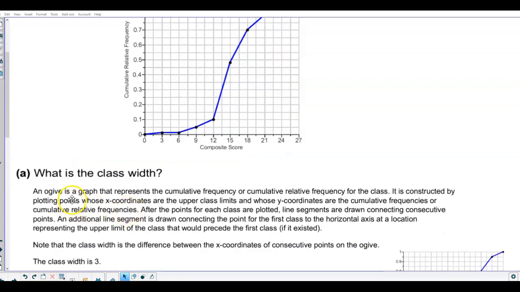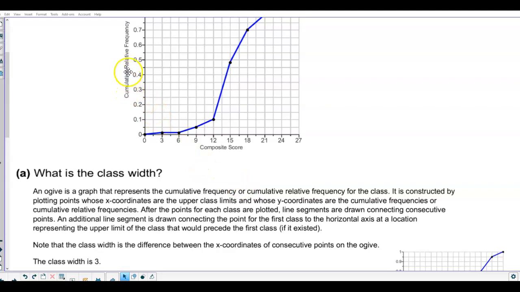Now again, an ogive is a graph that represents the cumulative frequency or cumulative relative frequency for the class. It is constructed by plotting points whose x-coordinates are the upper class limits and whose y-coordinates are the cumulative frequencies or cumulative relative frequencies. After the points for each class are plotted, the line segments are drawn connecting consecutive points. An additional line segment is drawn connecting the point for the first class on the horizontal axis at a location representing the upper limit of the class that would precede the first class if it existed.